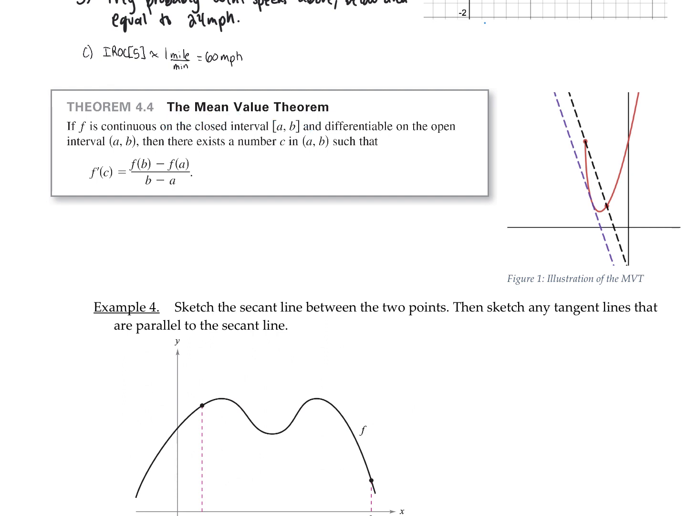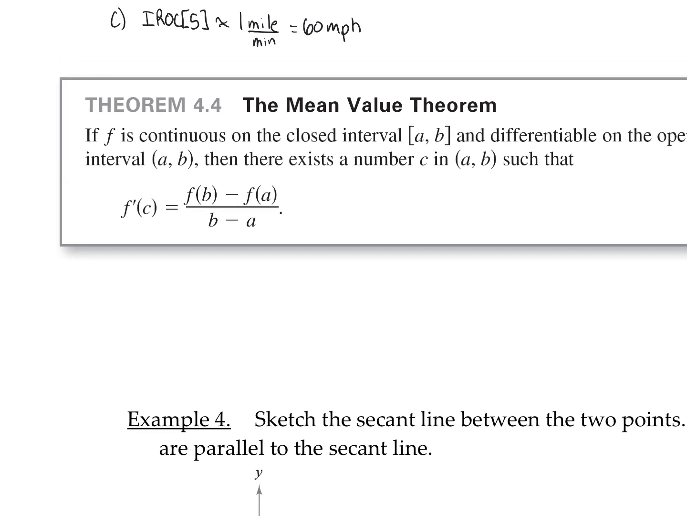So the mean value theorem says if your function f is continuous on the closed interval a to b and differentiable on the open interval a to b, so again it's continuous, but then it's also smooth, there exists a number c between a and b such that f prime of c is f of b minus f of a over b minus a. So what is this really saying?